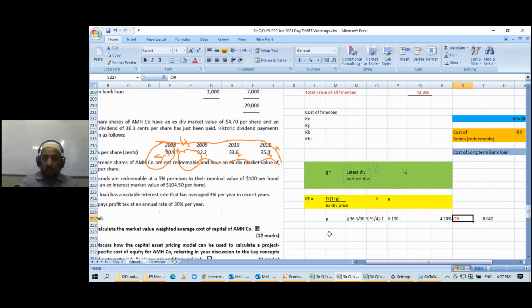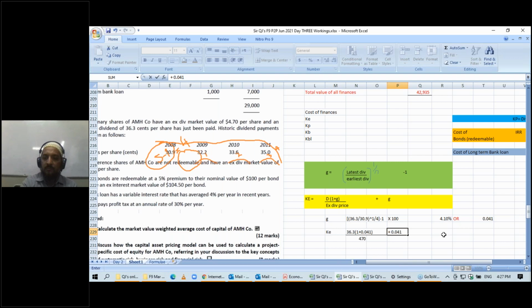And then we move on to the cost of equity formula. So the cost of equity: the latest dividend is 36.3. We'll multiply it by 1 plus 0.041 and divide it by the market price, which is 470 cents. Actually 36.3 dividend is in cents, so I have to take the market price also in cents. So I take the market price in cents, and then the growth rate is 0.041.